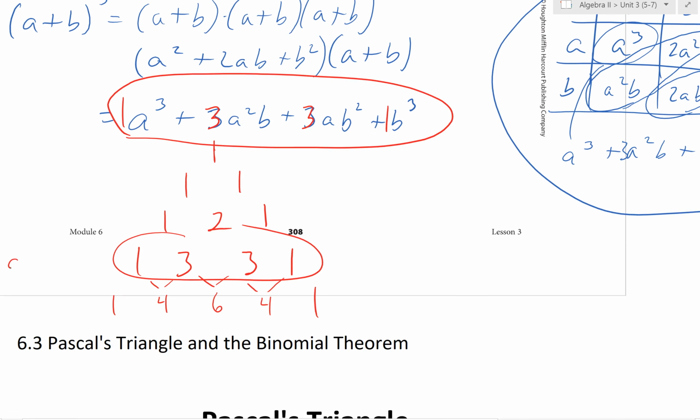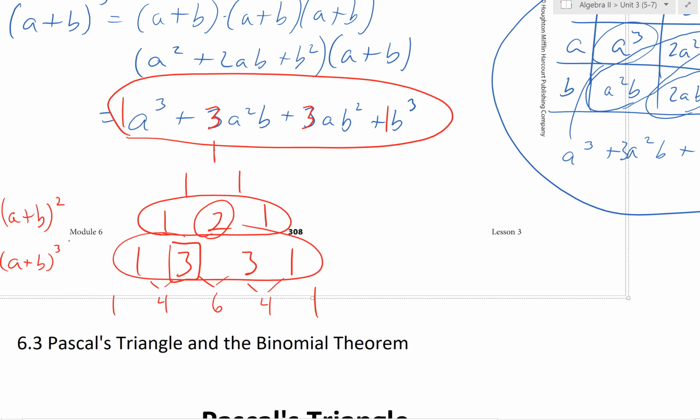So here, when we did a plus b to the third power, the row that has a 3 as its second number gave us the correct coefficients. When we did a plus b to the second power, this row gave us the coefficients 1, 2, 1, and the second number is a 2, and so on. So the second number in Pascal's triangle corresponds to the power that we're raising our binomial to.